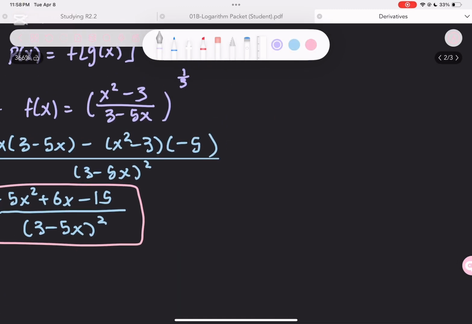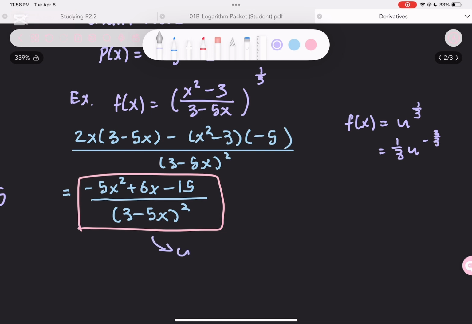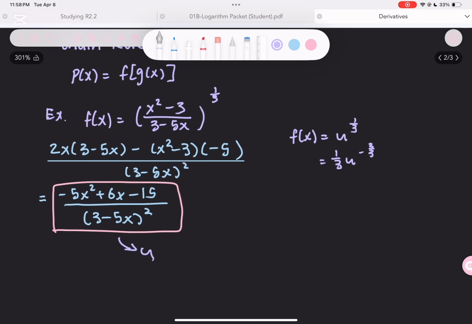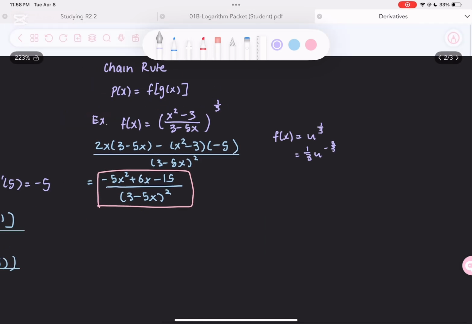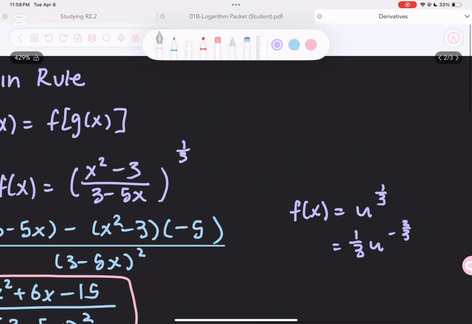But like I just showed you before, imagine this was u. Then f of x would be u to the 1 over 3. And what do you do with that? You do 1 over 3 u to the negative 2 over 3. I don't know why I erased that before. And this is essentially your u. What am I saying? I didn't even give you the rule for this.